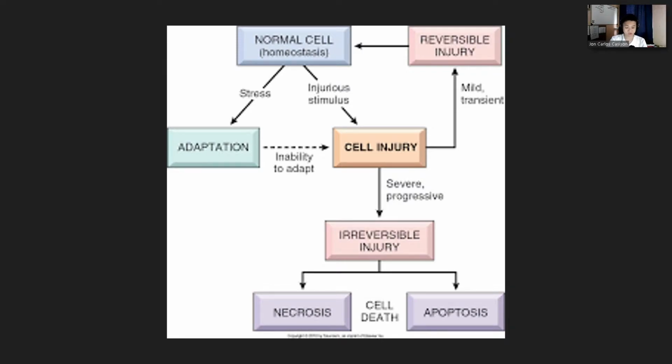Otherwise, it can cause necrosis or apoptosis. In other words, cell death. On the flip side, if the cell injury is mild or transient, it will lead to reversible injury. Therefore, the cell will overcome its injury and return to a normal state, or its homeostasis.